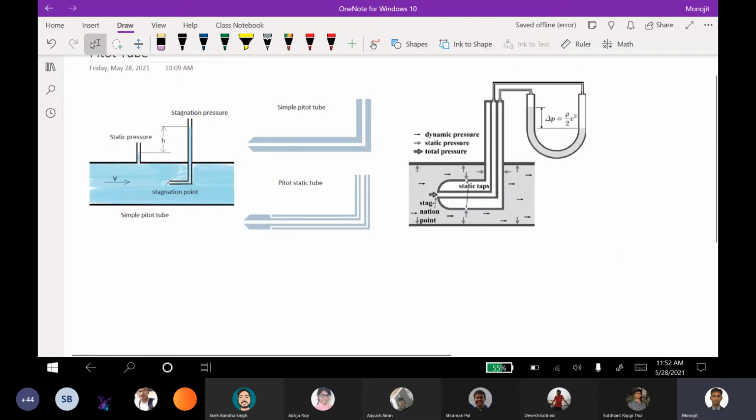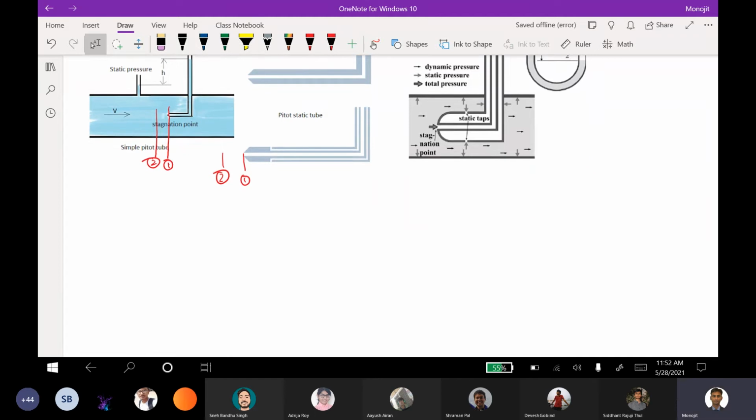So let's take this first example. Let's take 2 points. One exactly here. I'm marking this as maybe 1, and a point which is very close to the entry point of the pitot tube. I'm marking this point as 2. Now, the first point is here and the second point is somewhere here.